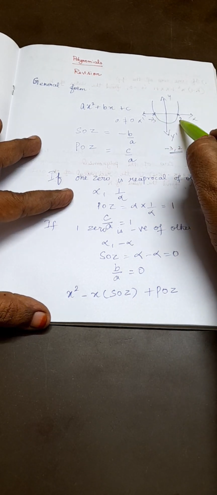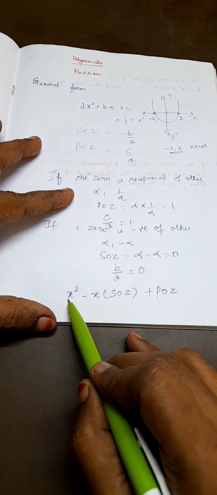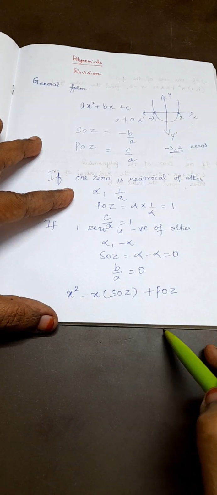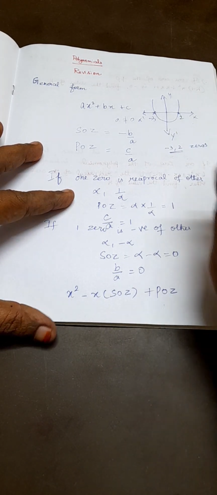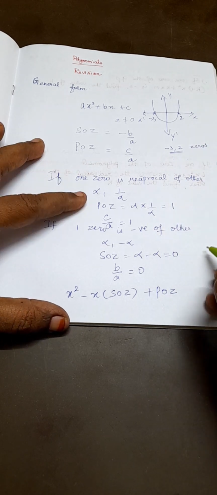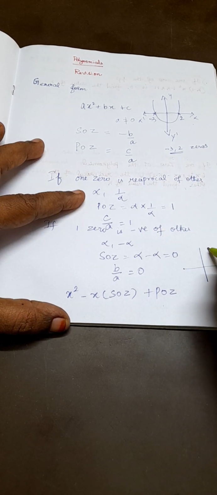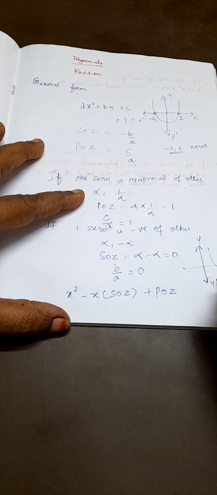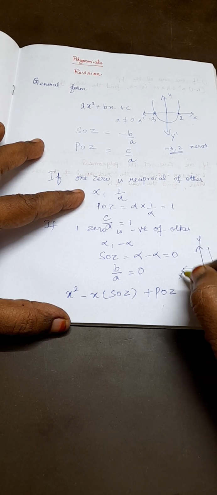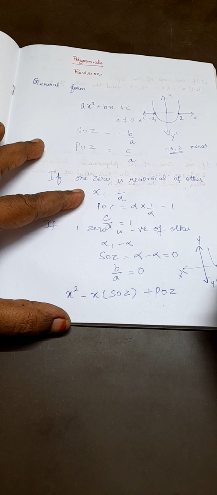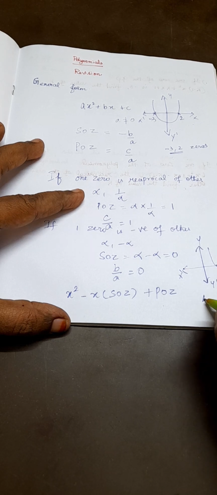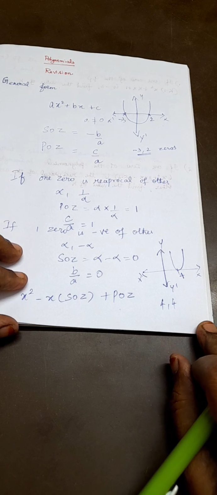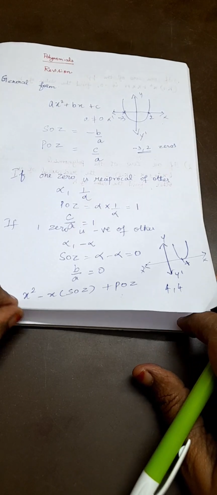Minus 3 plus 2 will become minus 1. So x square minus x into minus 1, plus product of zeros is minus 6. If you apply it here, you will get the polynomial. And if you get a graph like this, simply like this, this is y dash, x dash, x, and it cuts here at 4, means you have to take both the zeros as 4 comma 4, right? Is it clear? Shall we go to the revision?